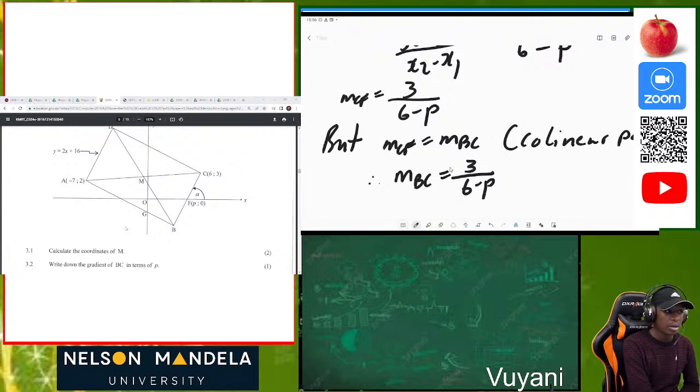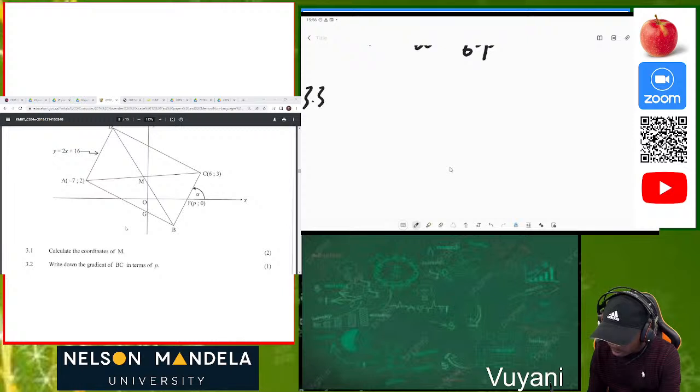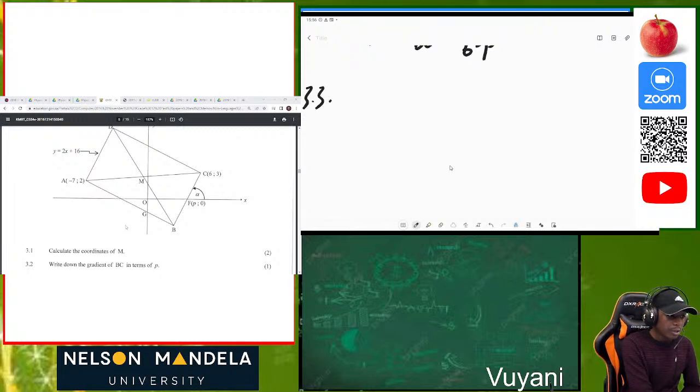3.3. Let's move forward on 3.3. Right. Now, on 3.3, they say, hence calculate the value of P. How are we going to be able to calculate the value of P? They are saying calculate the value of P. Now we know the gradient. So how can we calculate the value of P?